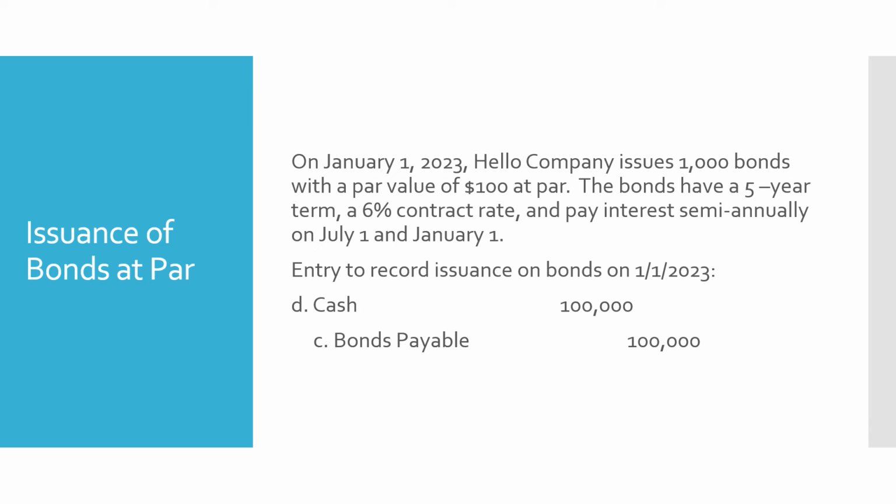So our first example is of a bond that is issued at par. On January 1 of 2023, Hello Company issues 1,000 bonds with a par value of $100 at par. The bonds have a 5-year term, a 6% contract interest rate, and pay interest semi-annually on July 1 and January 1. If we are issuing 1,000 bonds at $100 each, the amount of cash we're going to collect, or the proceeds of the bond issuance, is going to be $100,000, and we're going to credit the bonds payable account for the face amount of the bond, $100,000.